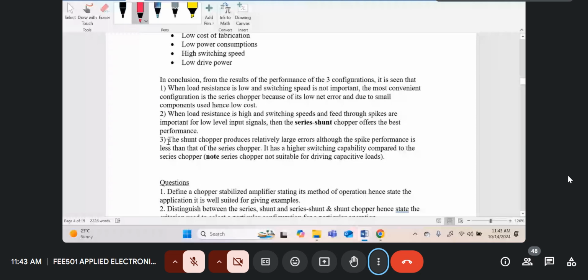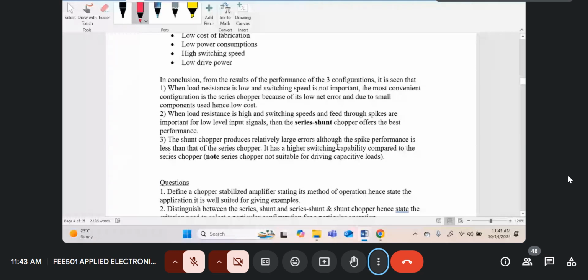And finally, number three, conclusion is that the shunt chopper produces relatively large errors. That's from the table. There's a table I've given you in the notes, which I worked out the values. It's there in your notes. So the shunt chopper produces relatively large errors, although its spike performance tends to be better than that of the series.